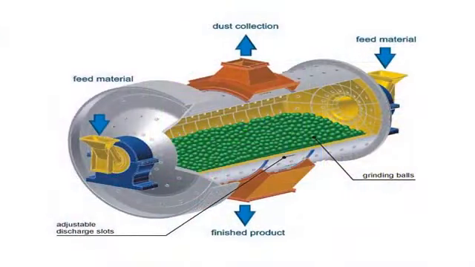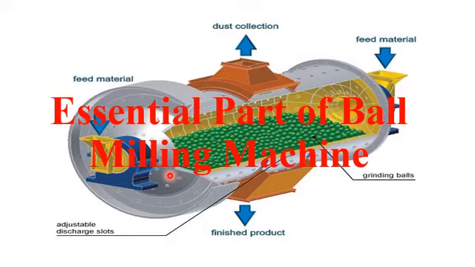So now let's discuss the important or key parts of the ball milling machine. Please note that, as I have previously discussed, the ball mill is a kind of grinder. Basically, it is used to grind and blend a bulk material and convert it into a quantum dot or a nanoparticle.